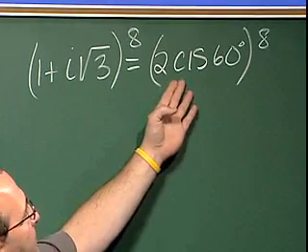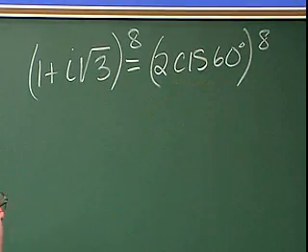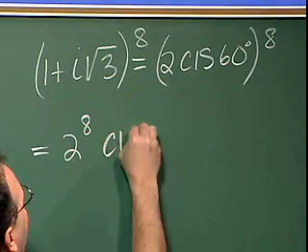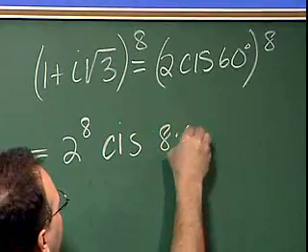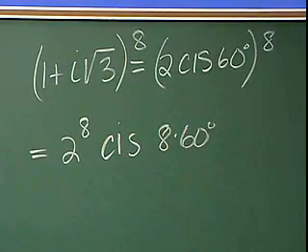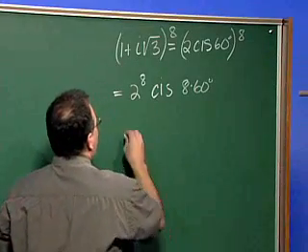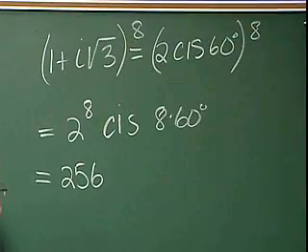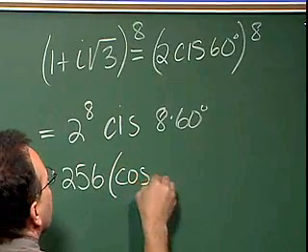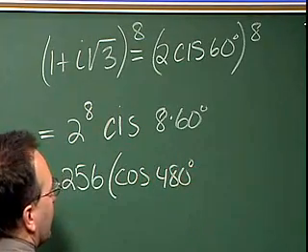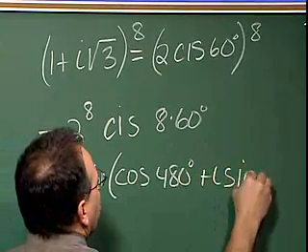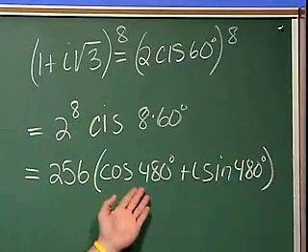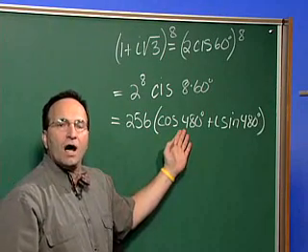So, taking 2 cis 60 and raising it to the 8th power means taking 2, raising it to the 8th power, and then multiplying 8 times the 60-degree angle. And now let's expand this. 2 to the 8th is 256. Then we would have cosine 480 degrees plus i sine 480 degrees.